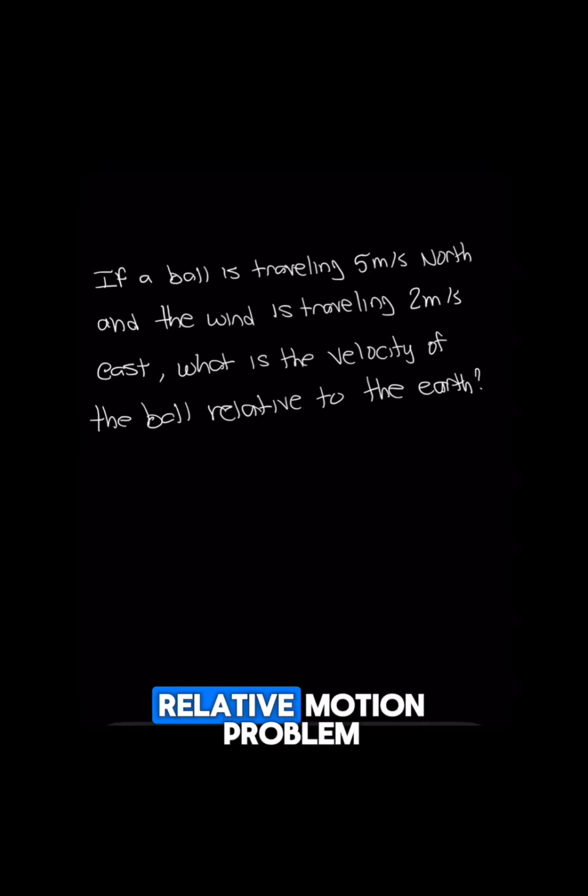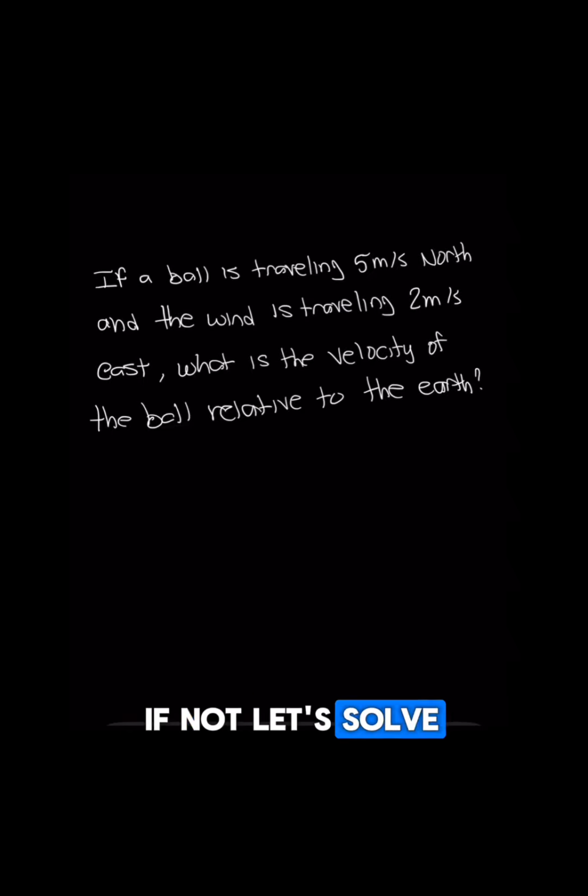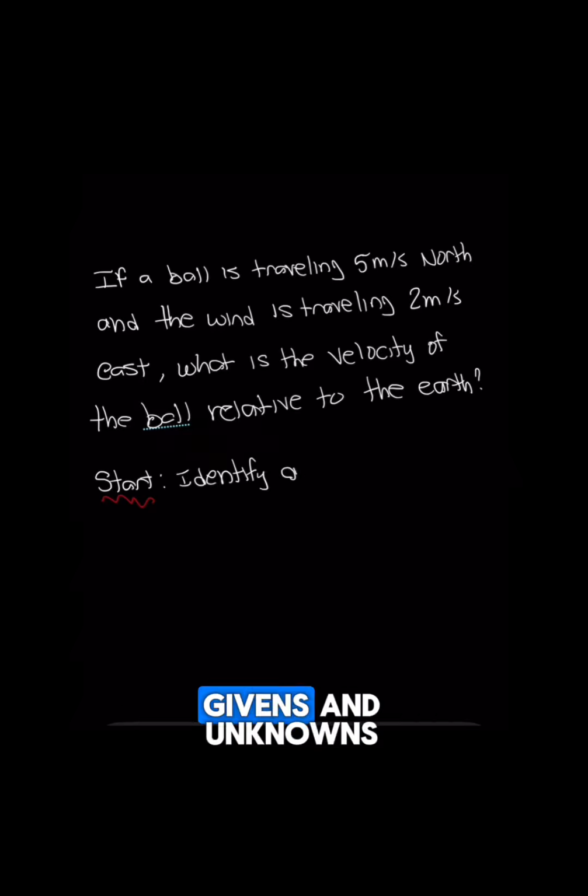If you're given this relative motion problem where a ball is traveling 5 meters per second north and the wind is traveling 2 meters per second east, and I want you to find the velocity of the ball relative to the earth, could you solve it? If not, let's solve it together.